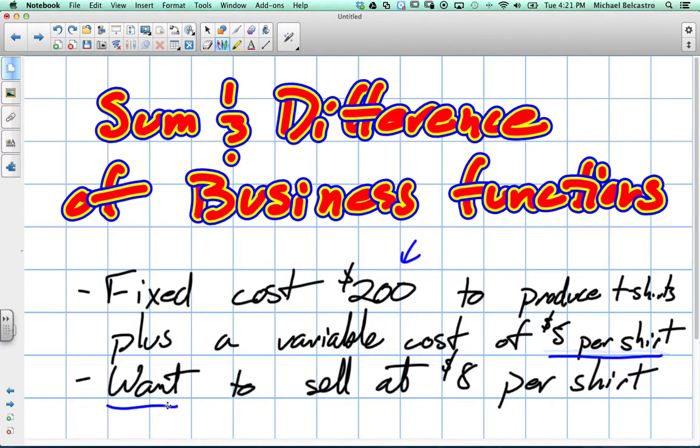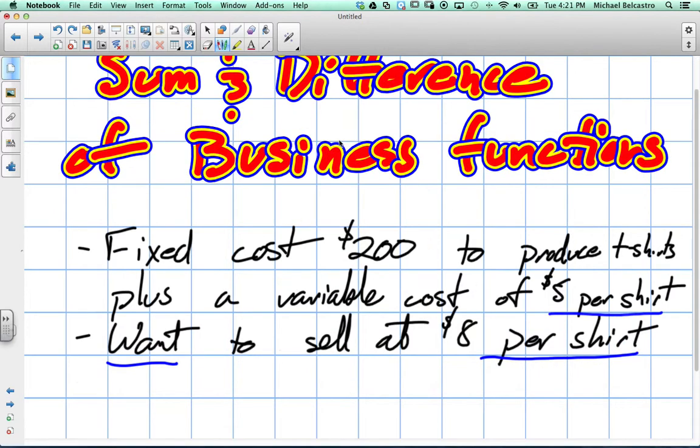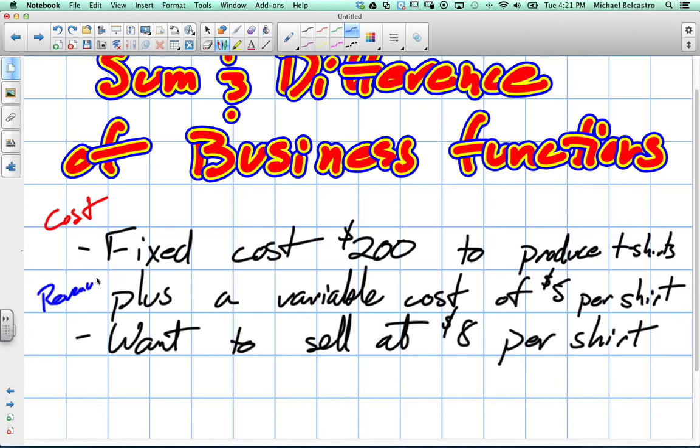They've decided arbitrarily that they're going to sell the shirts for $8 each. Essentially, we have to create two functions. The first one is our cost function, and the second one is our revenue. So we're going to build the two functions.